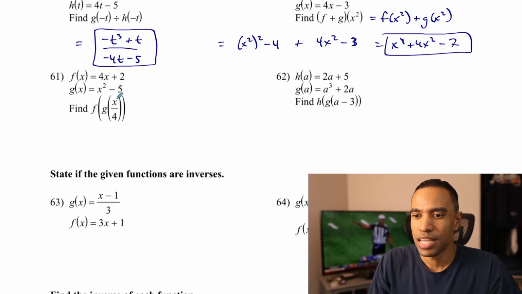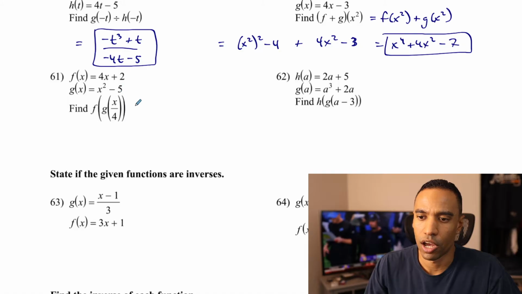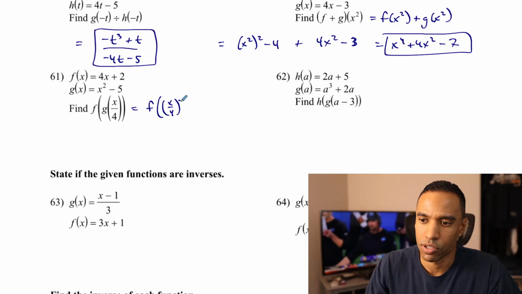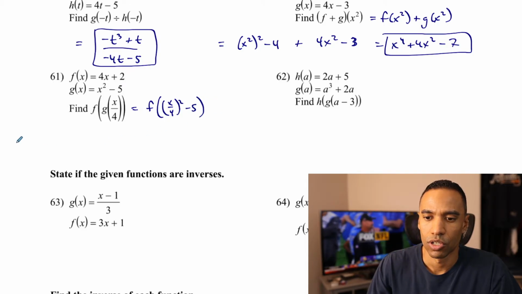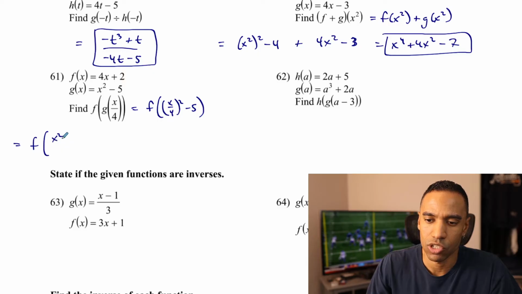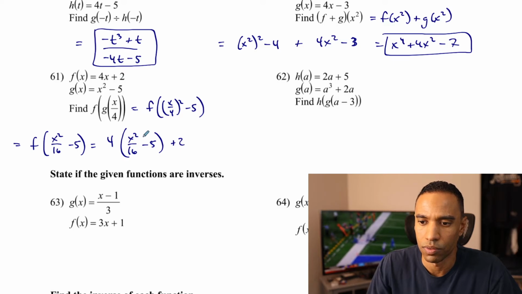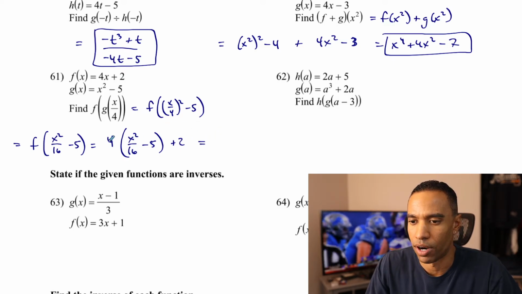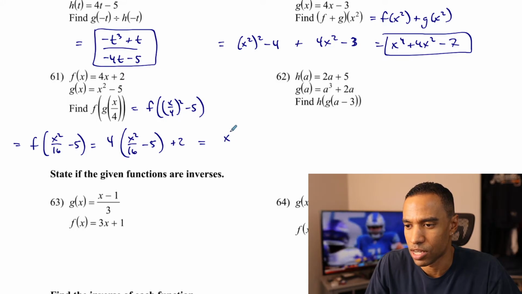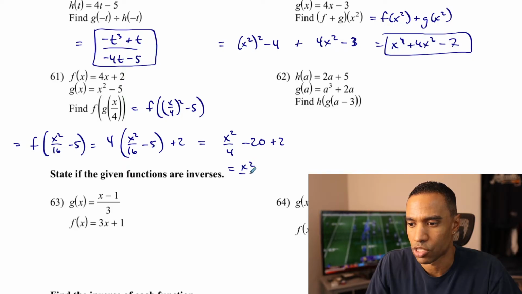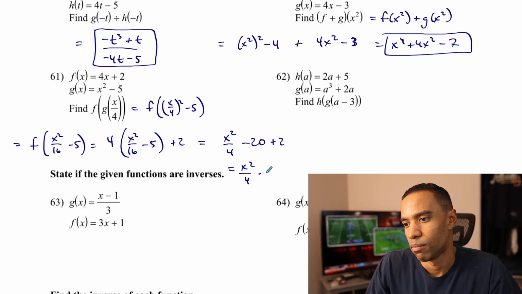All right, f of g of x over 4. So I have to do f of x over 4 squared minus 5, which is f of x squared over 16 minus 5. Which is 4 times x squared over 16 minus 5, plus 2. Distribute the 4. 4 times x squared over 16 is x squared over 4. 4 times negative 5 is negative 20. Plus 2 is x squared over 4 minus 18.